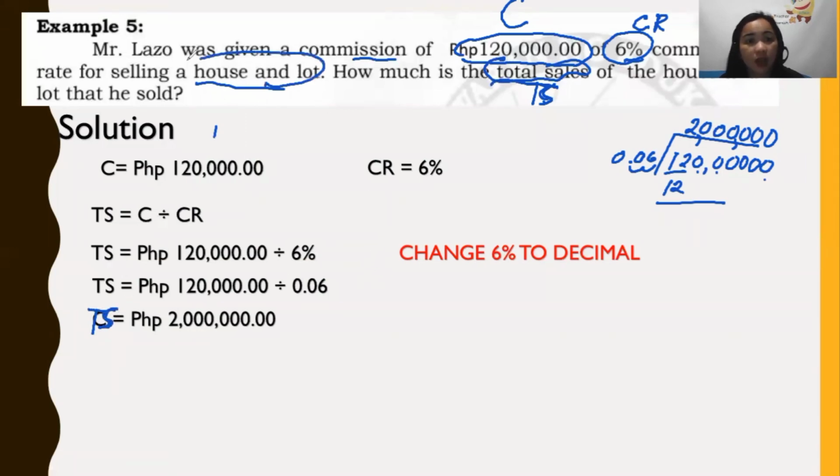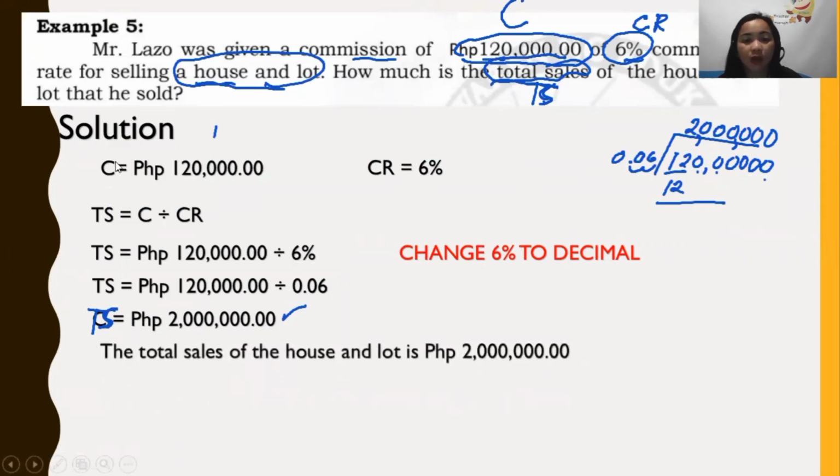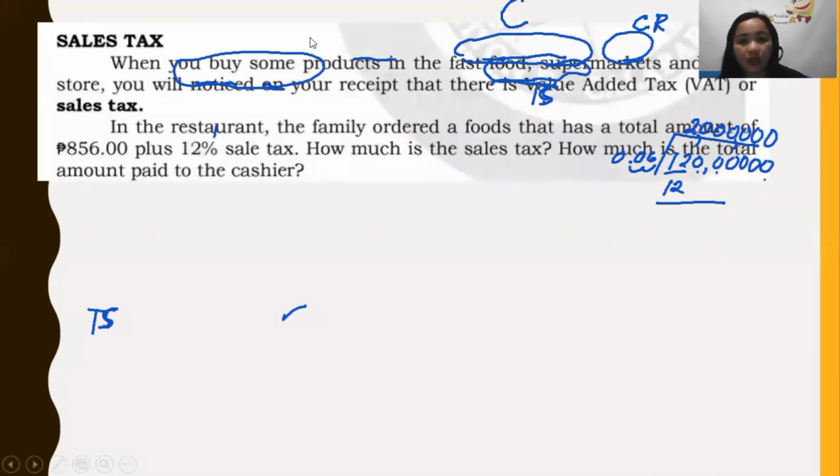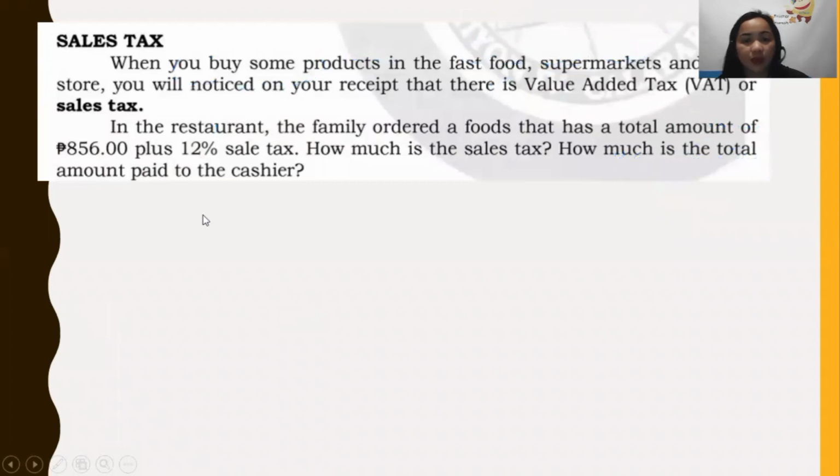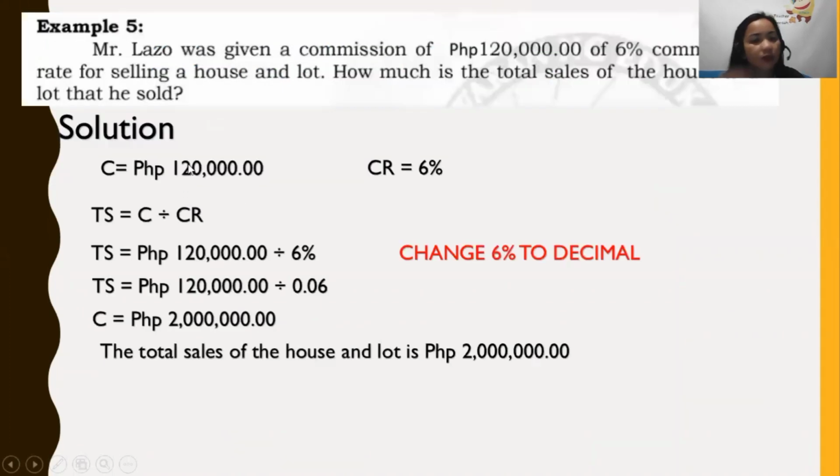Ibig sabihin, yung bahay na ibenta siya sa halaga na 2 million pesos. At dahil na ibenta niya ng 2 million yun, nagkaroon siya ng komisyon na 120,000 pesos. So therefore, the total sales of the house and lot is 2 million pesos. Now, so this is the answer for our problem.